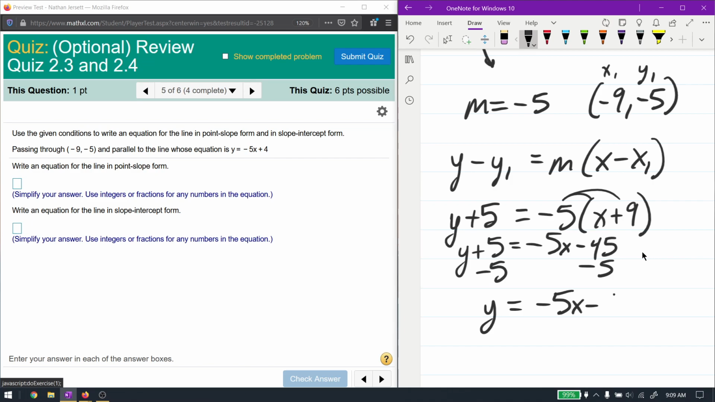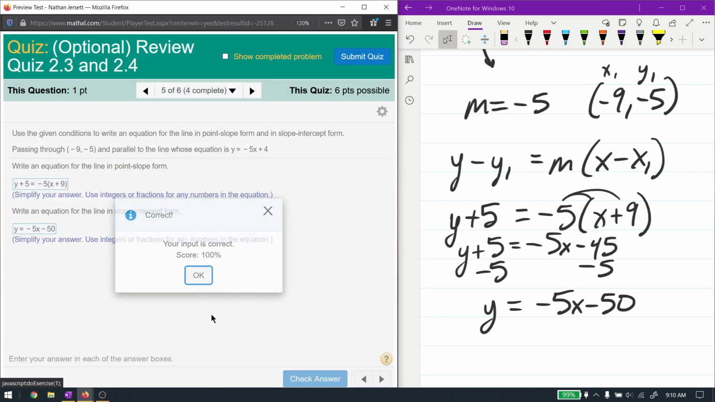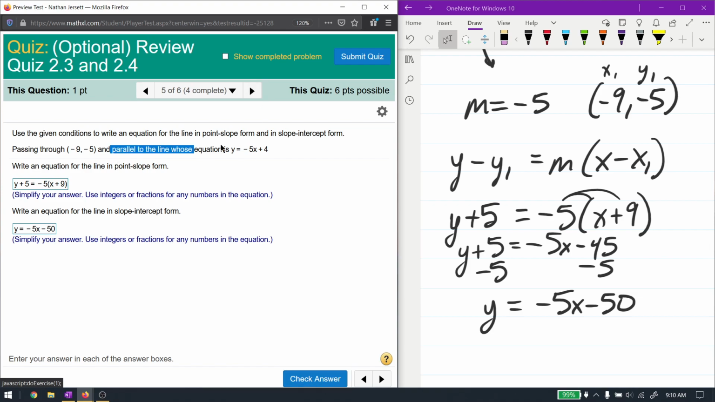Negative 5x minus 50. Okay, we have our point slope formula. Let's do y plus 5 equals negative 5 times the quantity x plus 9. Then we have the slope intercept form, which is y equal to negative 5x minus 50. Let's see if that's correct. And it is. Parallel lines have the same slope.